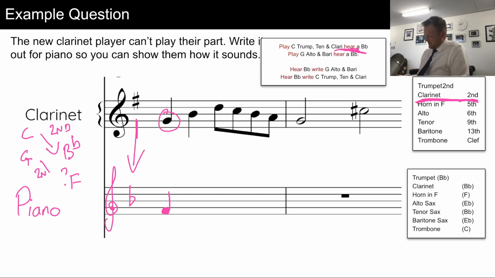And then I'm going to do this a third way of transposing. I'm just going to do intervals between each note. So this is a major third, so I'm going to go up a major third. This is a minor third, so I'm going to go up a minor third.